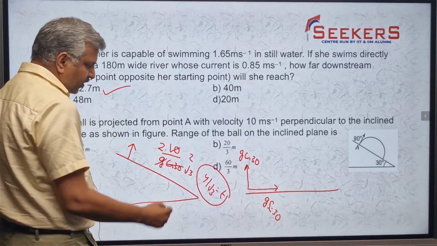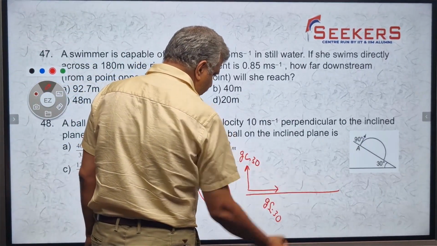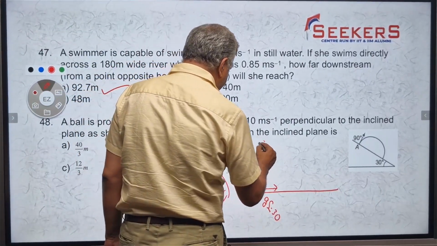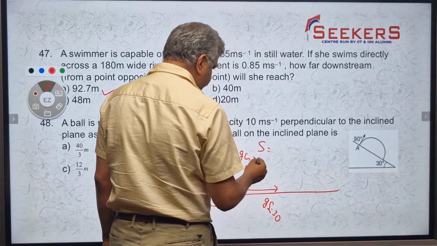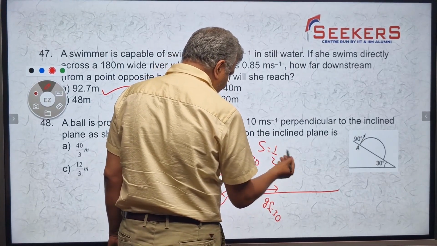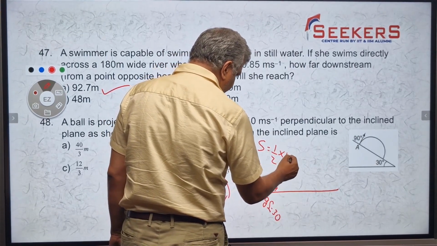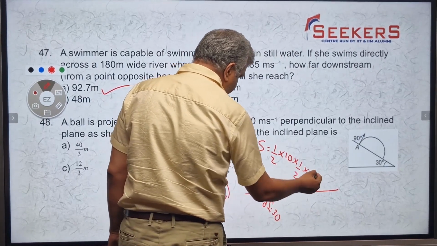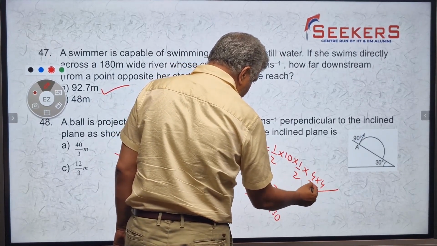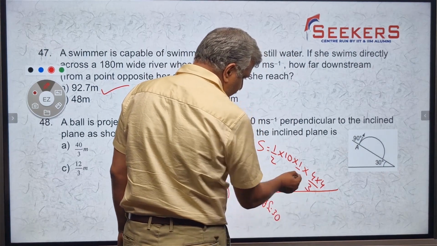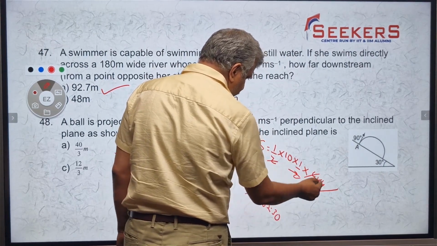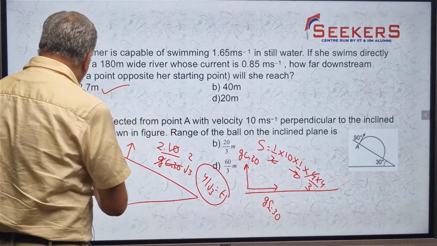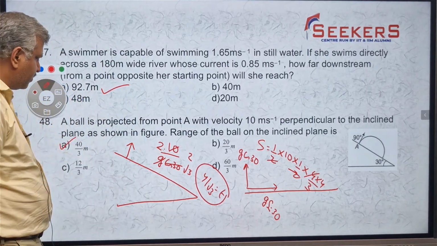Now for this much time, the body is also moving in the horizontal direction. So I can say S is equal to half a t squared. So half into 10 into sine 30, sine 30 is 1 by 2, into t squared. T squared is 16 by 3. So now when I simplify this, 4 gets cancelled. So 40 by 3. So 40 by 3 is option A. So this is the answer.